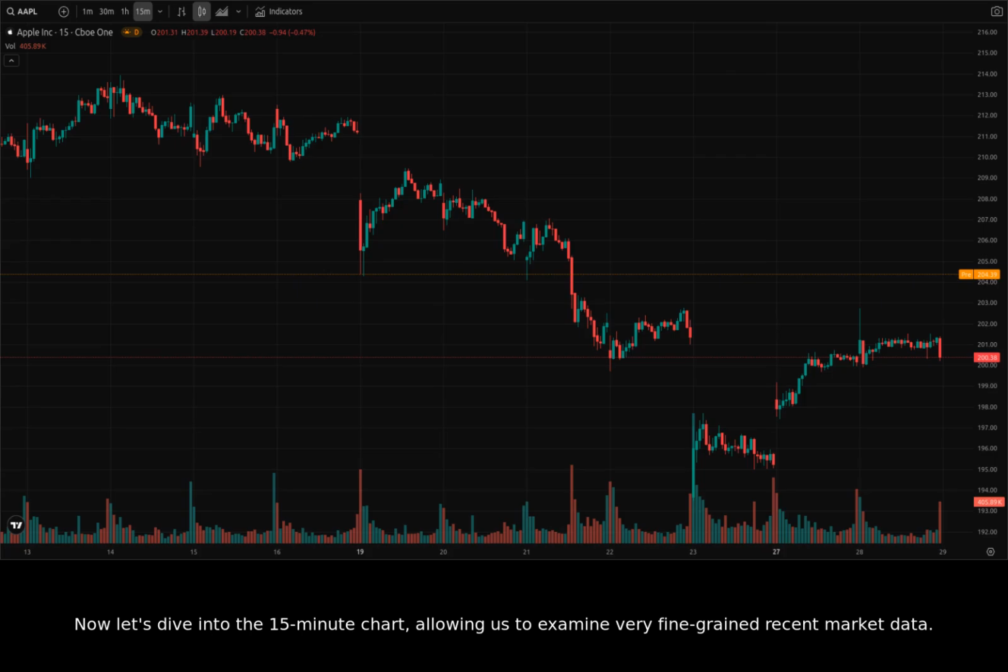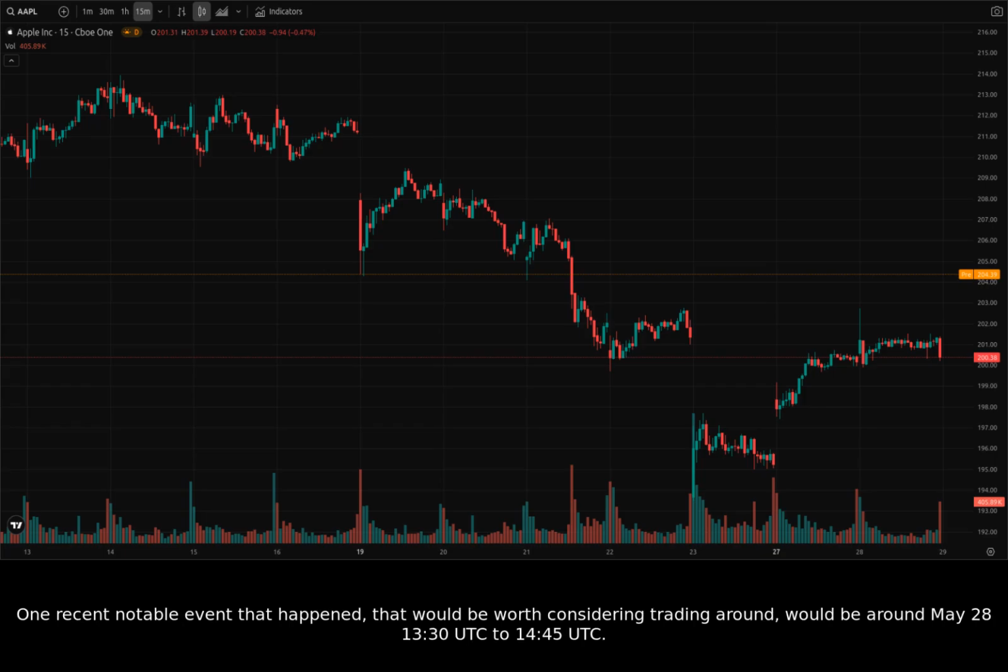Now let's dive into the 15-minute chart, allowing us to examine very fine-grained recent market data. Here we can very closely examine recent price action. One recent notable event worth considering trading around would be May 28th, 1330 Universal Time Coordinated to 1445 Universal Time Coordinated.